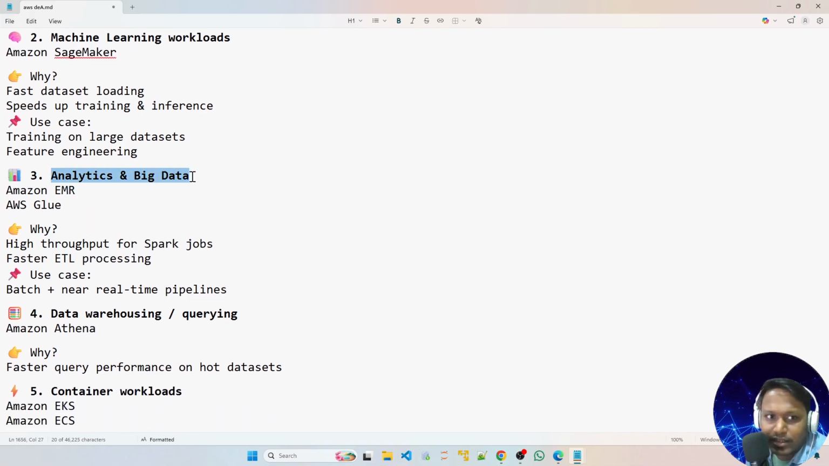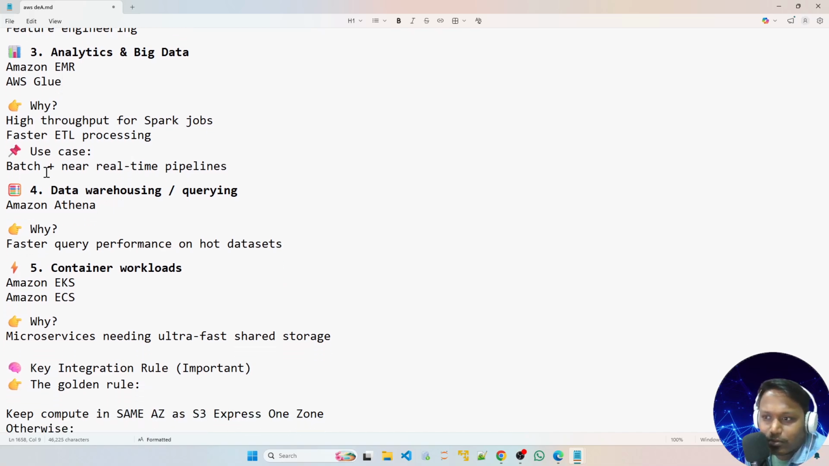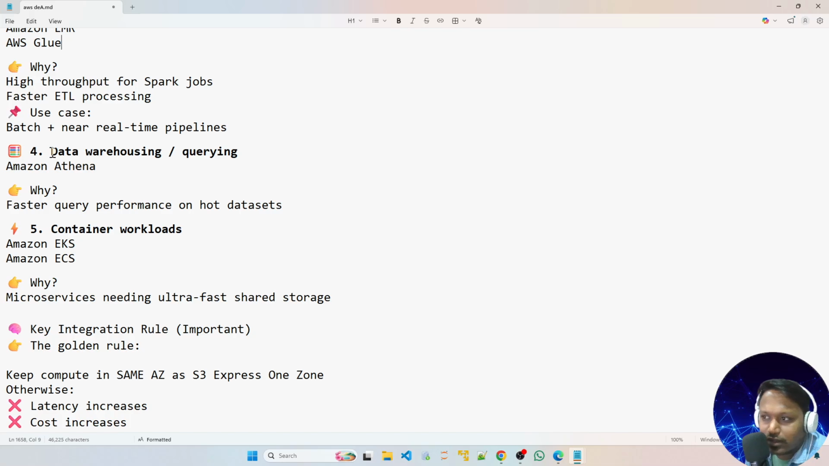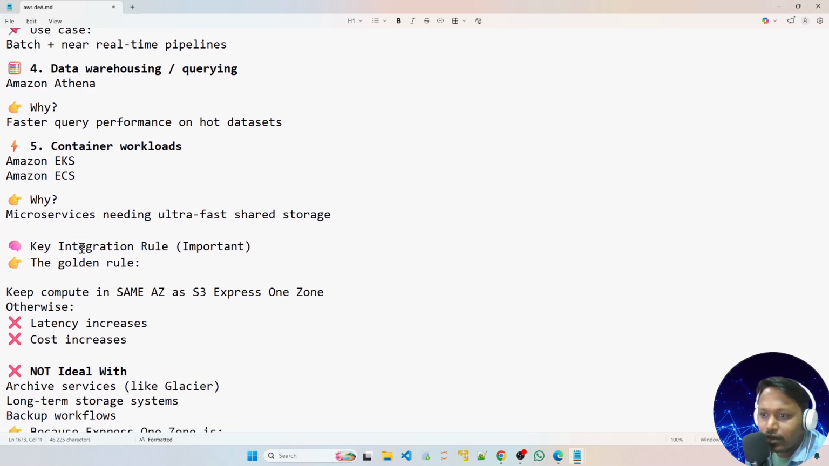Then we have analytics and big data, where we can integrate it with Amazon EMR as well as AWS Glue. Why? Because it has high throughput for Spark jobs and is faster for ETL processing. Use case is batch plus near real time pipelines. Then for data warehousing querying, Amazon Athena is used, basically for faster query performance on hot datasets. For container workloads, we can integrate with Amazon EKS and Amazon ECS, for microservices needing ultra fast shared storage.